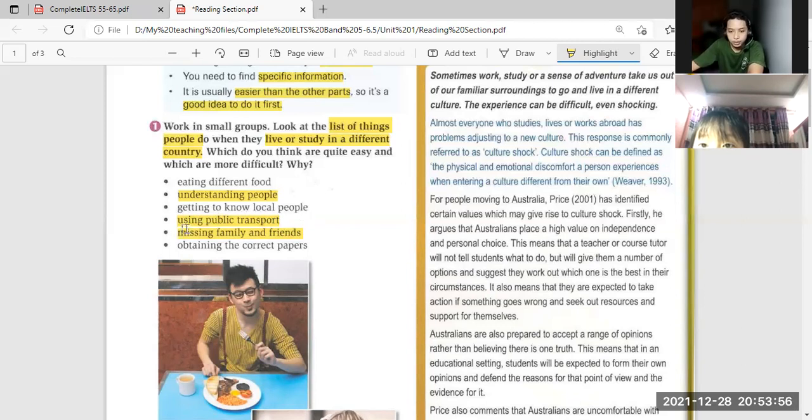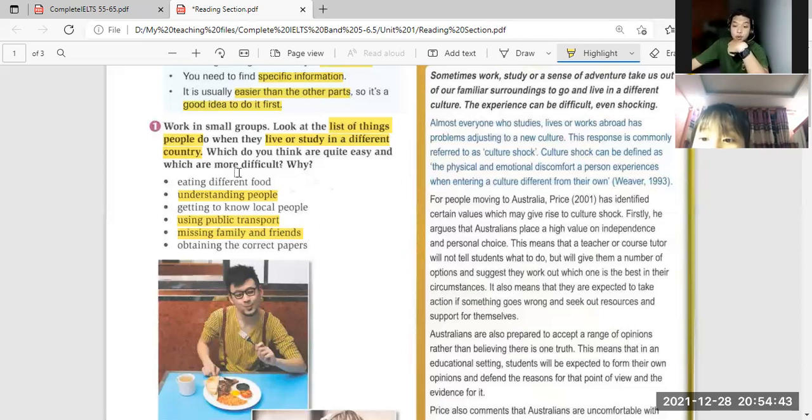Okay, what about missing family and friends? Why do you think missing family and friends is an easy thing, or quite easy, when you live or study in a different country? Because when you live in a different country, you can meet family and friends, so you can miss them easily. Okay, so you can still see the family, especially when you have a phone. You can have a video call with your family and friends, so you're no longer missing them, right? Yes. Okay, very good.